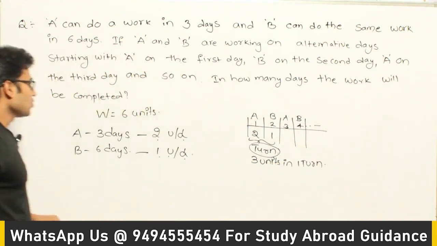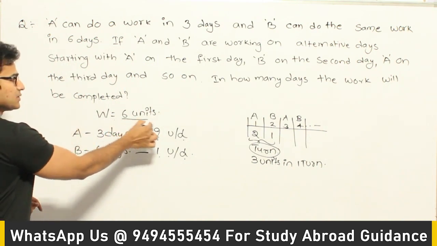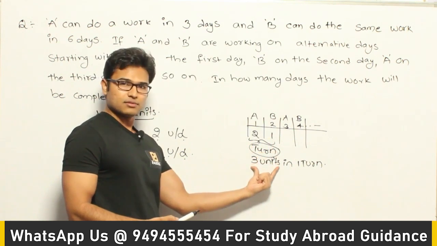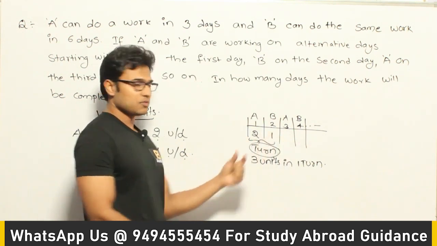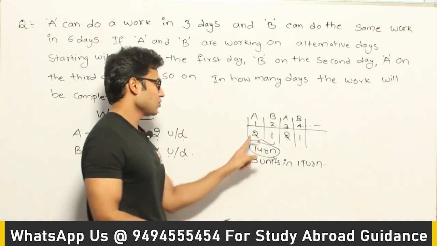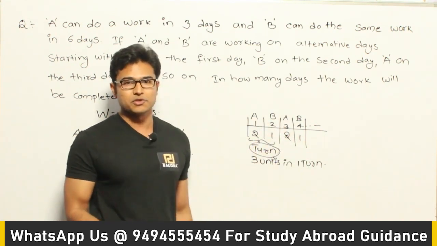Okay. Now what is the total amount of work we have taken? 6 units. Therefore, in one turn 3 units are done. So definitely we need one more turn, which means again A will work for 2 units and B will work for 1 unit. So totally in 4 days they will be able to finish it off.